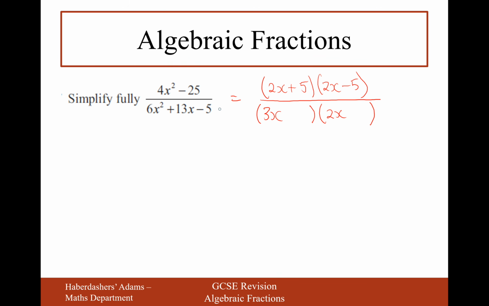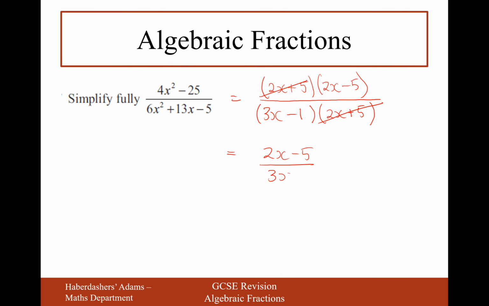And it's either going to be 2x minus 5 or 2x plus 5. I think if I put a plus 5 here and a minus 1 here, then that will make 15x minus 2x. That'll give me 13x in the middle there. Good. So it's going to be cancelling out the 2x plus 5's on the top and bottom.